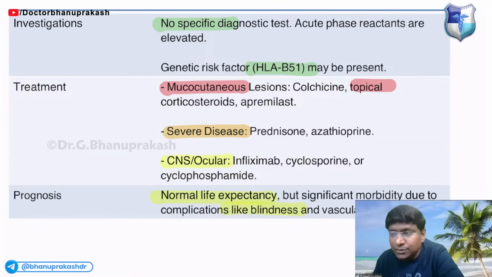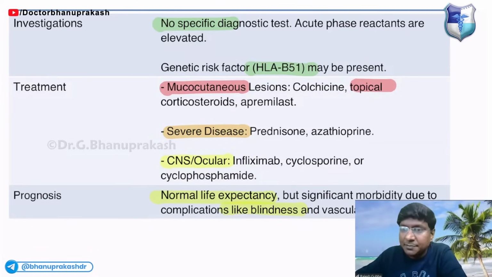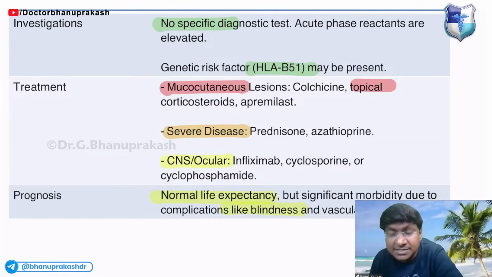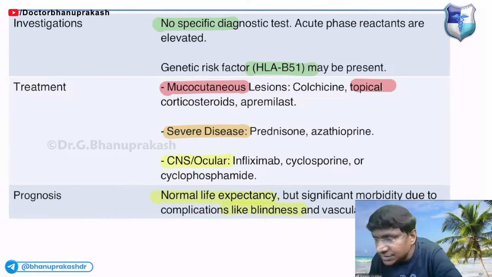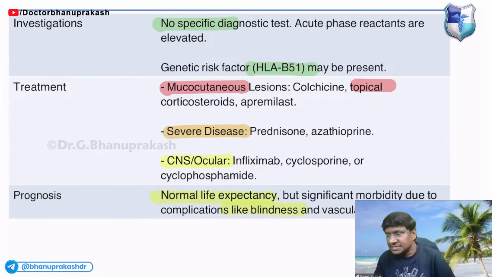And there is no specific diagnostic test. Mainly the HLA-B51 will be positive and the pathergy test will be positive. The treatment is you need to give colchicine as well as topical corticosteroids. And in severe cases, you need to give infliximab. In severe cases, prednisolone. CNS or ocular manifestations, you need to give infliximab, right? So that is about the treatment.